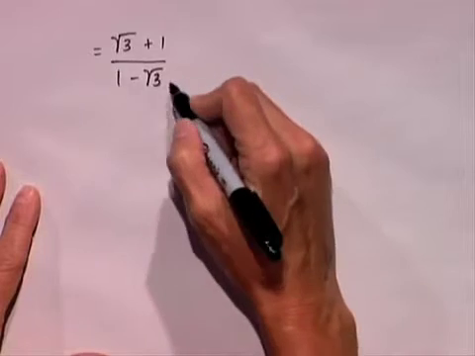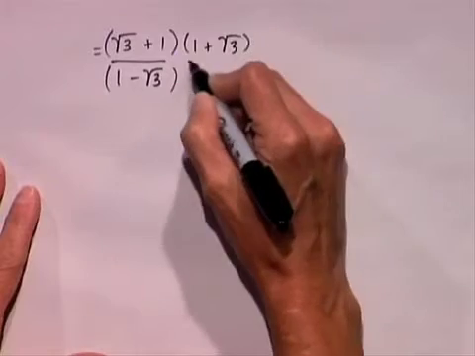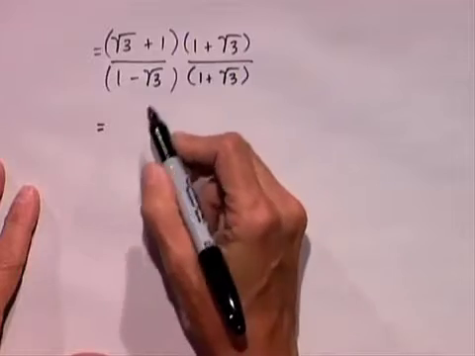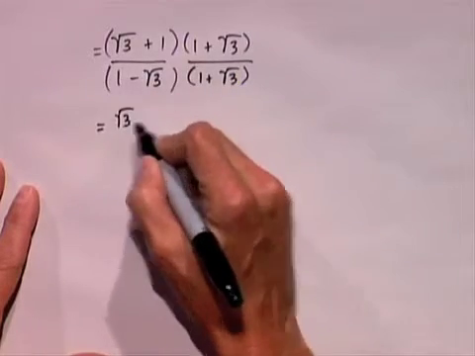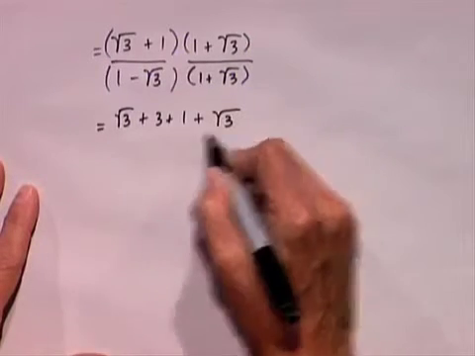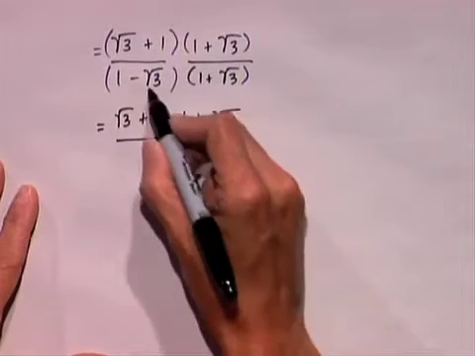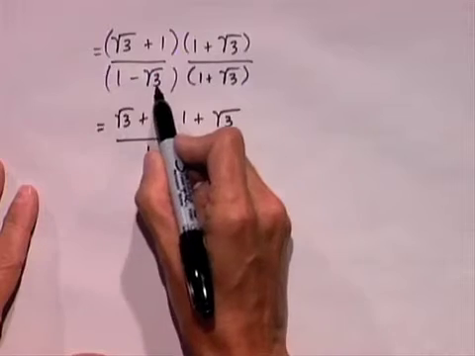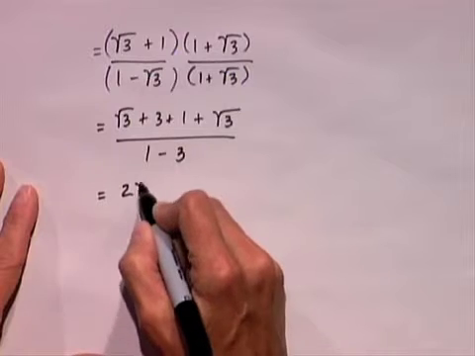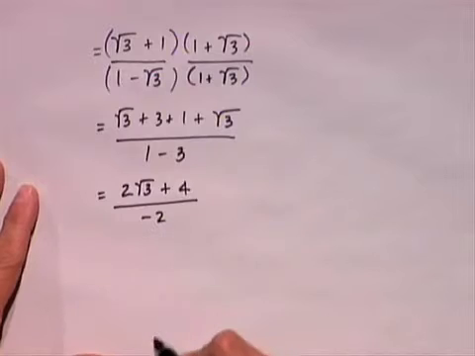To rationalize the denominator, I'm going to multiply the numerator and denominator by 1 plus square root 3. In the numerator, I end up with, if I multiply it out, square root 3 plus 3 plus 1 plus another square root 3. In the denominator, I end up with 1 minus 3. It multiplies to become 1 squared minus square root 3 squared. Continuing to simplify, the numerator is 2 square roots of 3 plus 4. The denominator is negative 2.